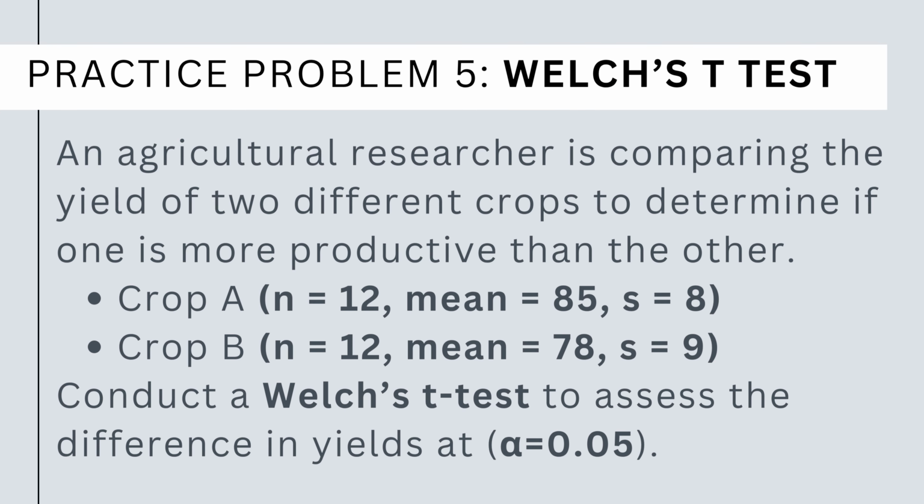An agricultural researcher is comparing yields for two different crops, crop A and crop B. A sample of 12 plots of crop A produced a mean yield of 85 with a standard deviation of 8, while 12 plots of crop B produced a mean yield of 78 with a standard deviation of 9.